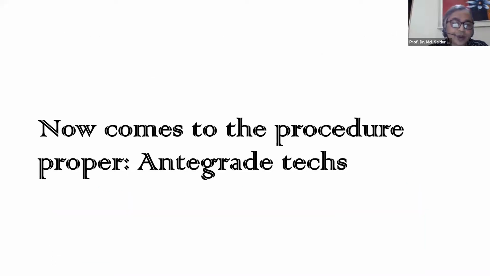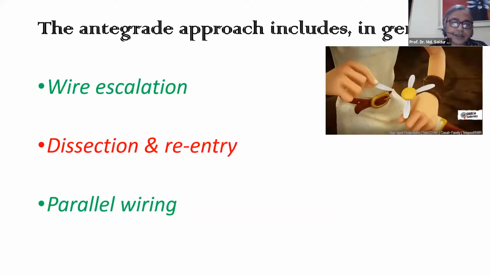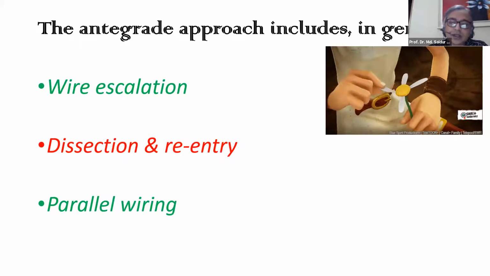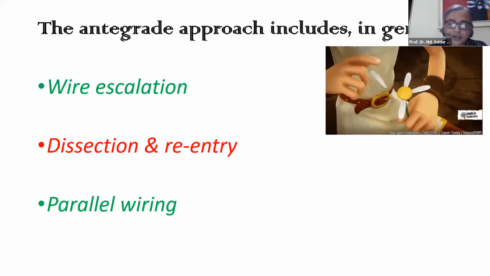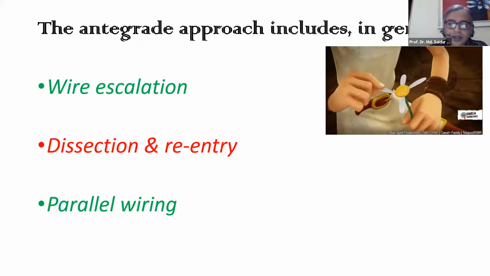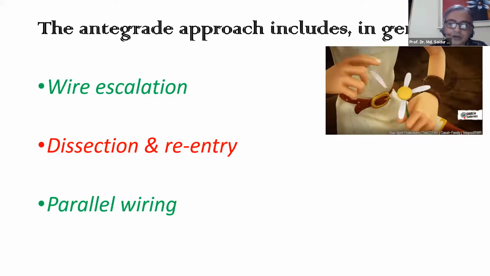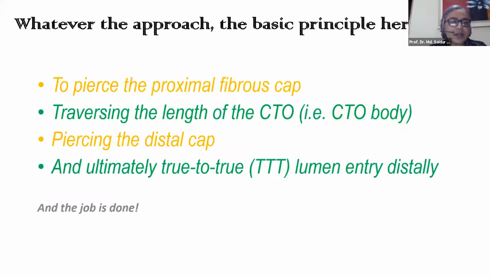So now comes the procedure proper, the antegrade approach. It includes in general wire escalation, dissection and reentry, and parallel wiring. APC2 has given too much emphasis to parallel wiring. Whatever the approach, the basic principle is that you have to perforate the proximal fibrous cap, traverse the length of the CTO, that is the CTO body, pierce the distal cap, and come to true-to-true lumen entry distally, and the job is done.